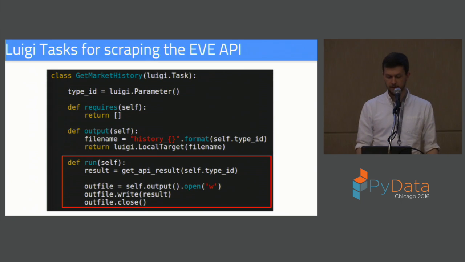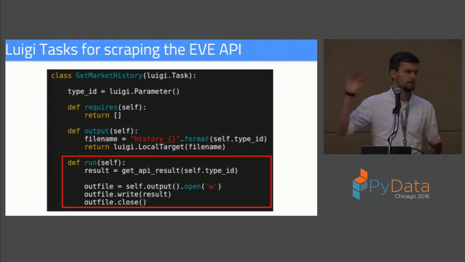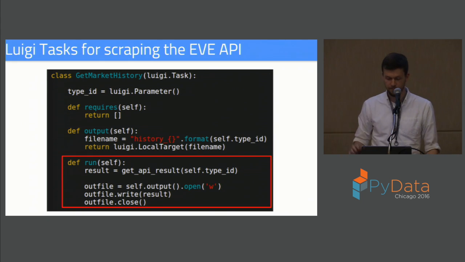And then the run method, which I just write some function somewhere else that queries the API and spits back some JSON or some XML. So I just get the result, open up my output that I've defined in this task, write it, and I'm done. So with these 24 lines of Python code, I already have all of these. I can get the information for all kinds of item types.